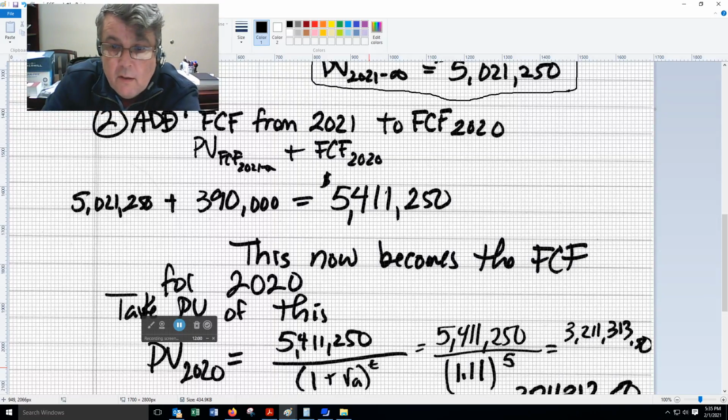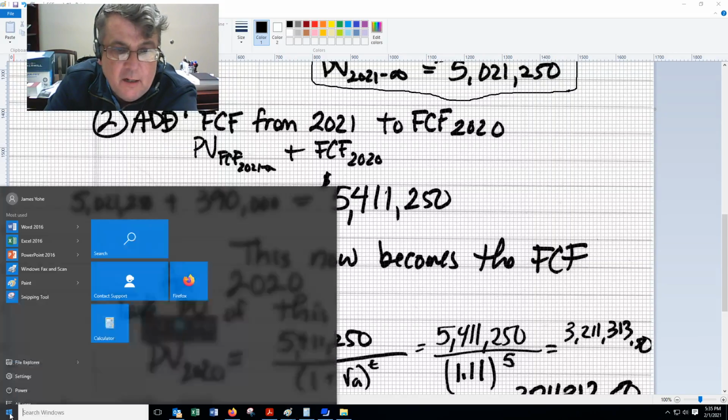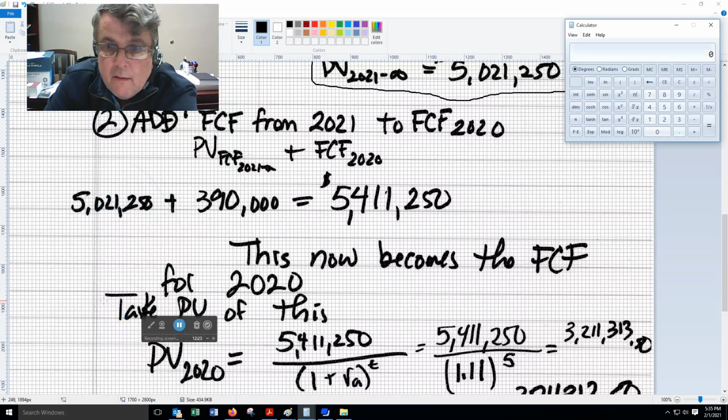So it's 5 years. So you take 5,411,250 we just calculated from the beginning of step 2. You divide it by 1.11 to the 5th power and hit the equal sign. Okay. I'm going to show you how to make that calculation on my calculator. Okay, but this is just the one that comes in Windows.